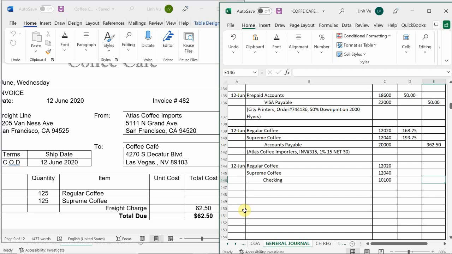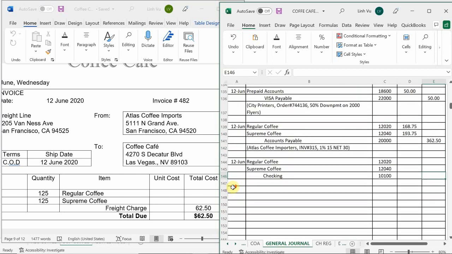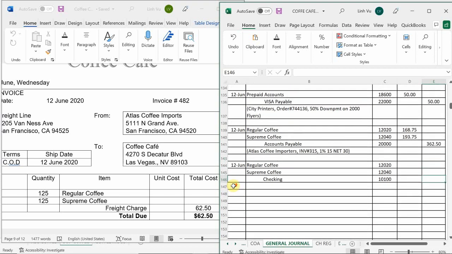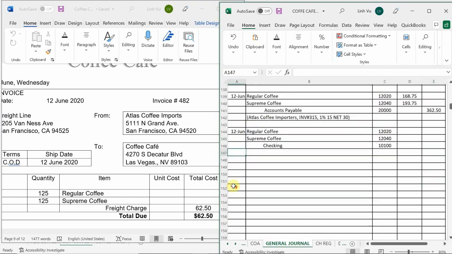We have to calculate each amount and how much tax is due. Tax is due for each one. Well, in this case, this is a delivery charge, so there's no tax on here. It's just $62.50. So again, services usually, they don't charge tax on that.